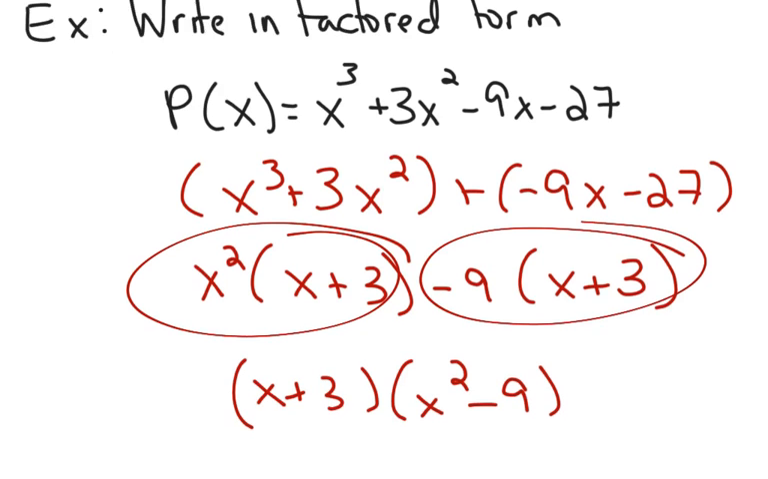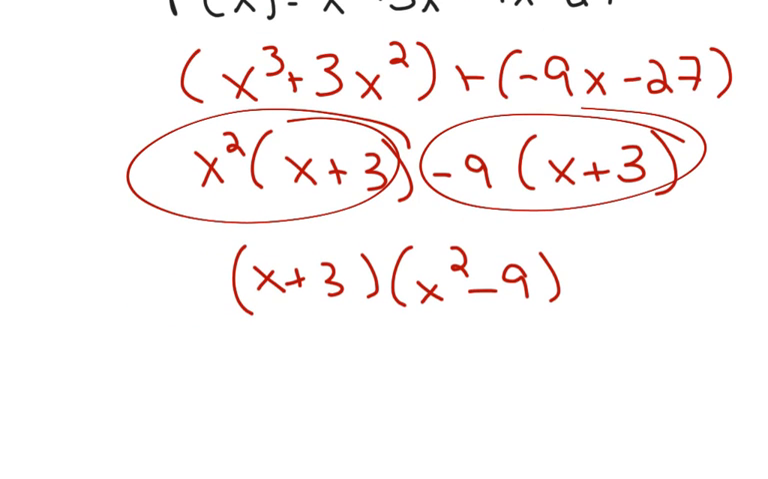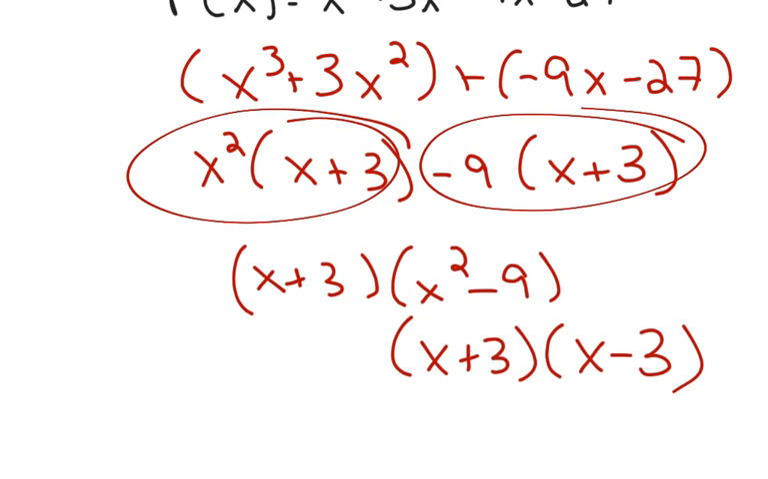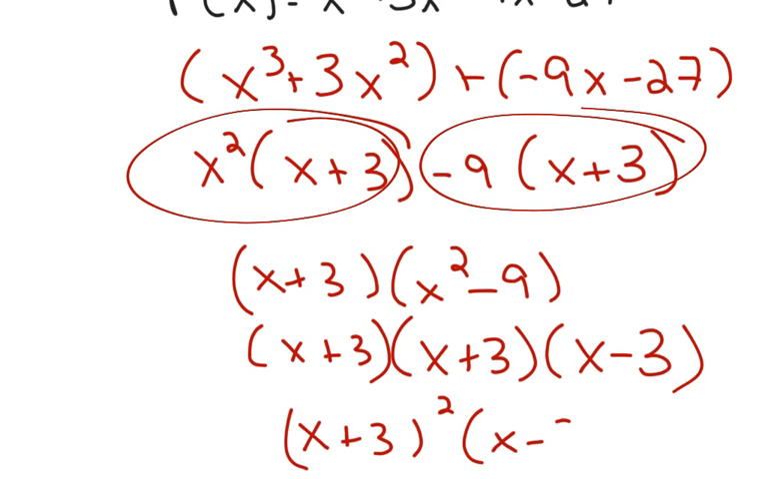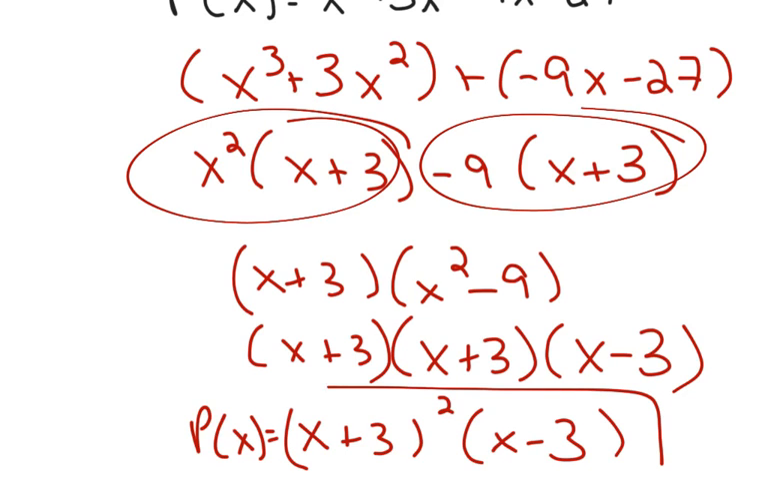The last thing that I want you to notice is that x squared minus 9 is one of those differences of 2 squares. And when you have the difference of 2 squares, it factors into this. And x squared minus 9 factors into x plus 3, x minus 3. So this is kind of interesting. When I'm done factoring, I have 2 of these x plus 3's, and I have an x minus 3. And that's the factored form.